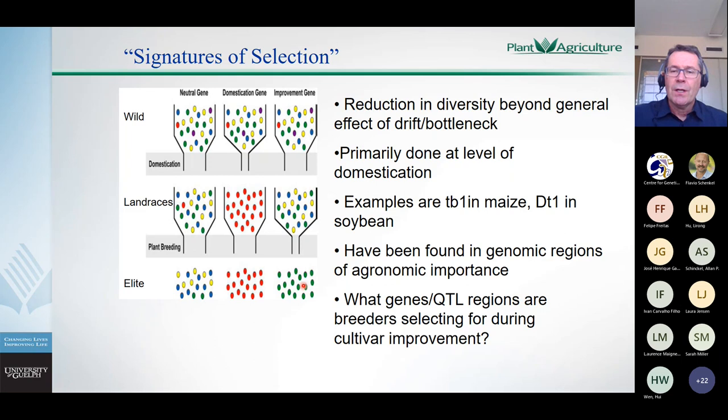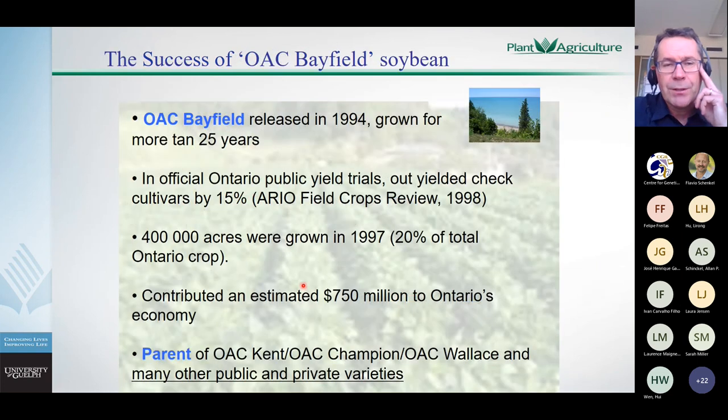So the question was, what genes or QTL regions are breeders selecting for during cultivar development and improvement? So again, mentioning OEC Bayfield, which was released as a cultivar in 1994 by my predecessor, Dr. Wally Beversdorf, who was also my PhD advisor here. That variety was grown by Ontario farmers for more than 25 years.